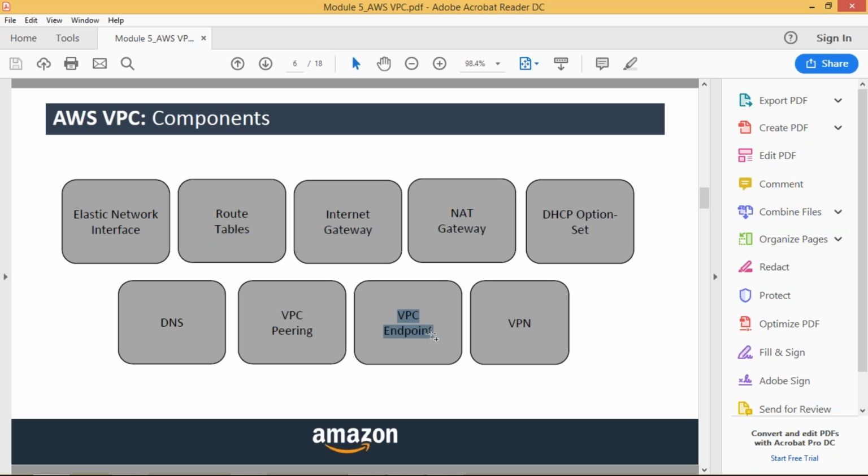A VPC endpoint lets you privately connect to AWS services, for example S3, without going over the internet. VPN is a virtual private network, which we are going to talk about. We are going to create a site-to-site VPN, and there are only three steps available in the AWS environment. But you will have to go into depth on this VPN, because it is very important for any organization to create private infrastructure and private security of the environment. So we will go into this later; here we will just talk about the AWS environment.